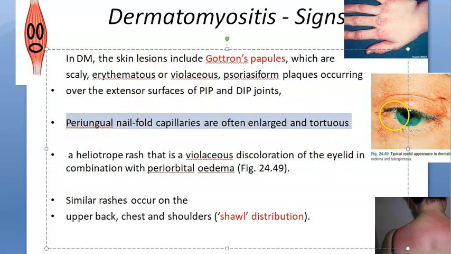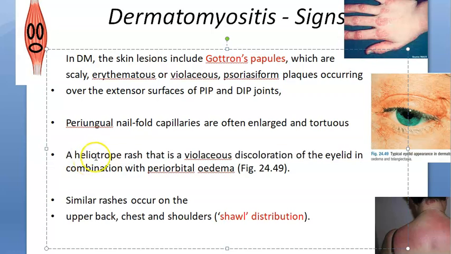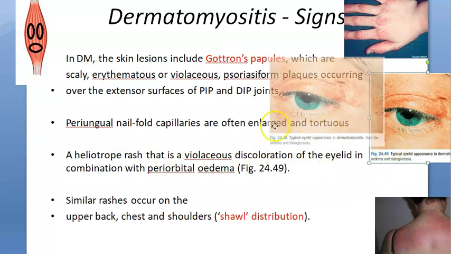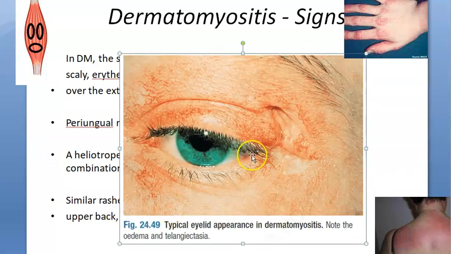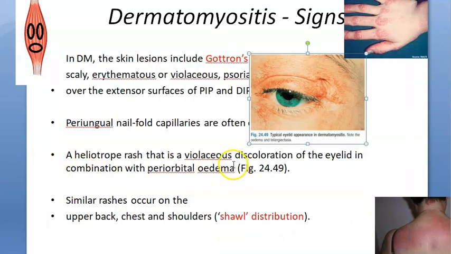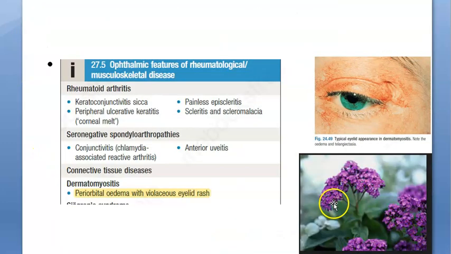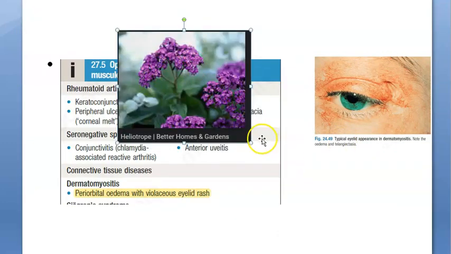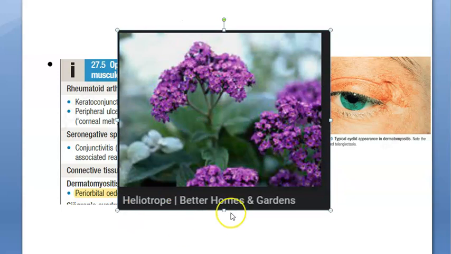Very good. Then heliotrope rash is seen where, the eyelid. Okay, let's look at the eyelid now. Guys, heliotrope, they are using this terminology very specifically for dermatomyositis. Here it doesn't look violet to me at all. But what is heliotrope? Heliotrope is actually this flower, which is so purple. So that's what they're trying to use, this purple, violaceous and all that. So basically they're just saying heliotrope.